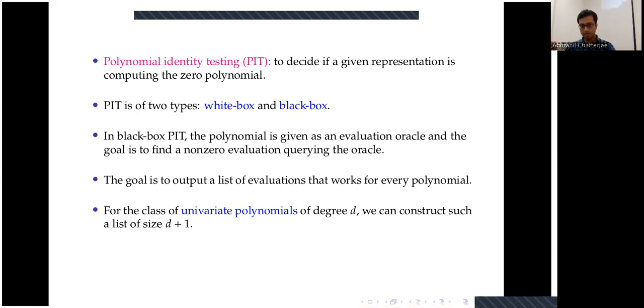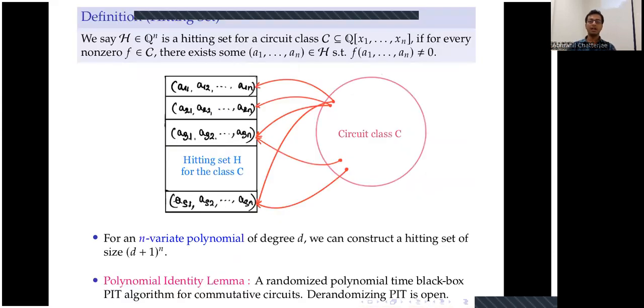So if it is non-zero, we can find a witness of its non-zeroness in that list of d plus 1 many points. Okay, so this list of evaluations is formally called a hitting set. So we define a hitting set with respect to a circuit class. Suppose we have a hitting set H against a circuit class C. What does it mean? Consider any non-zero polynomial in that circuit class C.